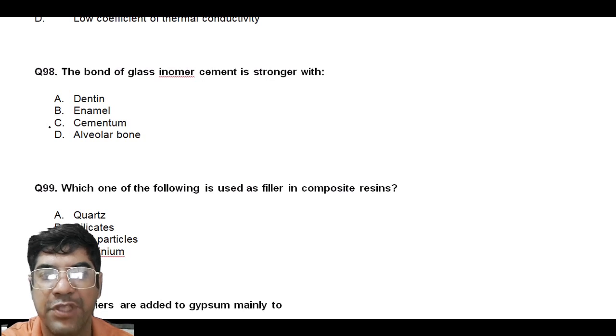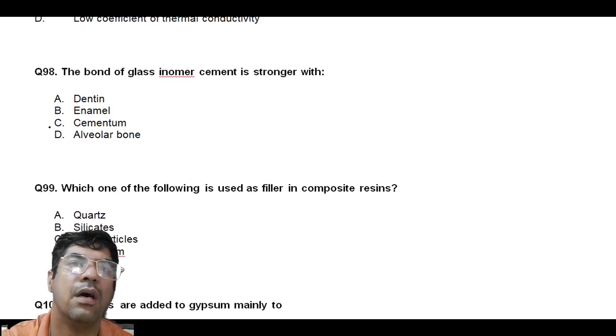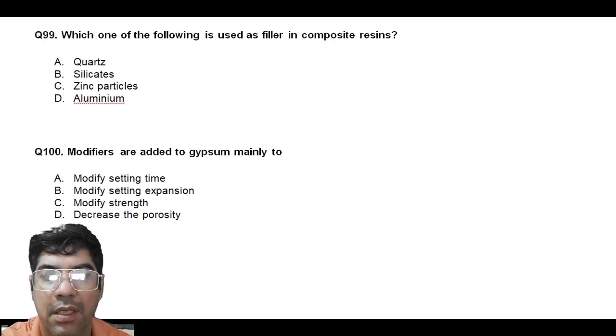Which of the following is used as filler in composite resin? It's quartz. The modifiers are added in gypsum products mainly to modify the setting time.